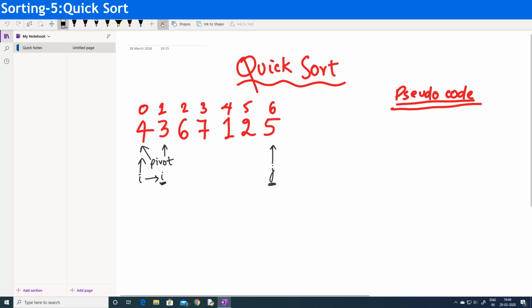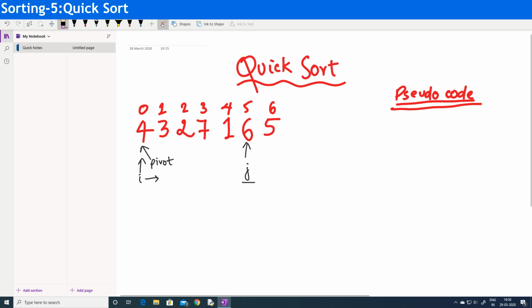Next, we do the same process and I goes to 6. I points to 6. So 6 is greater than 4, so we need to again halt I and move the control to j. J should be decremented. So j points to 2 now. When j points to 2, which is less than 4, j should also stop. So when I and j both are stopped, we need to swap. So 2 comes here and 6 goes here.